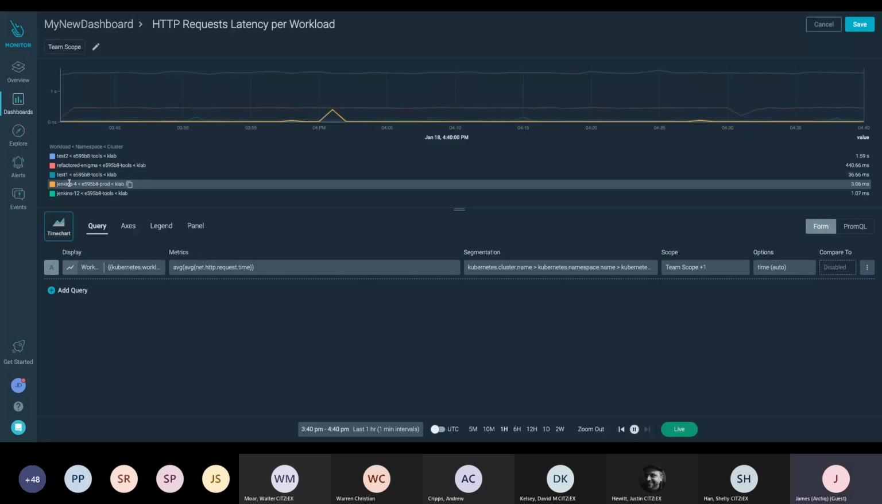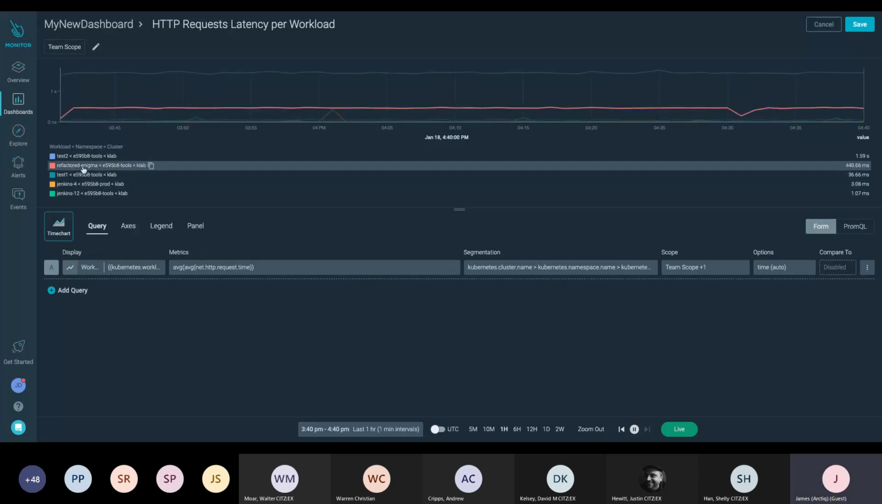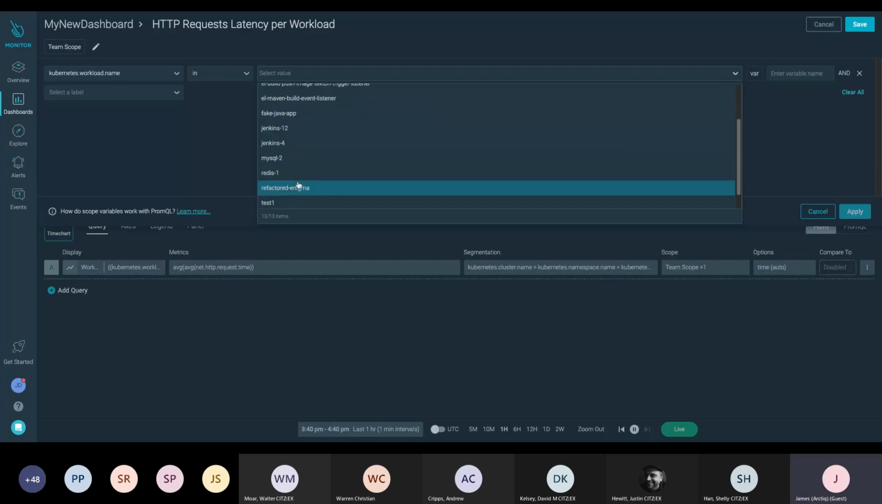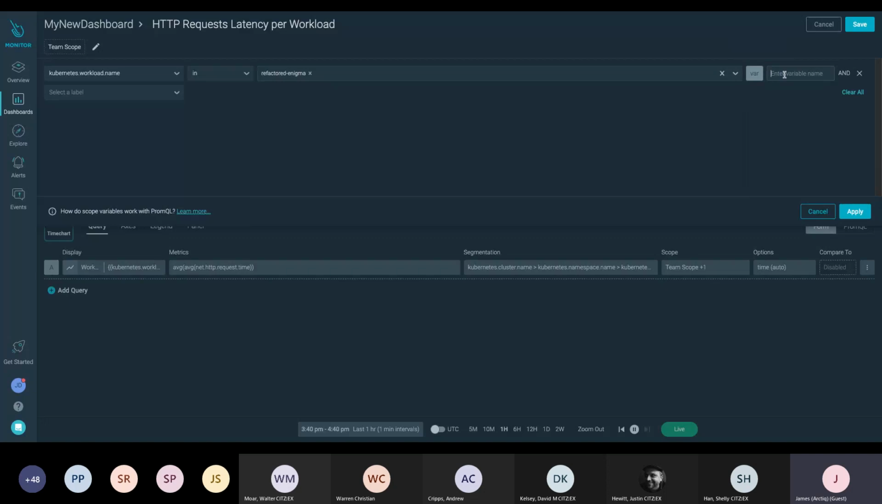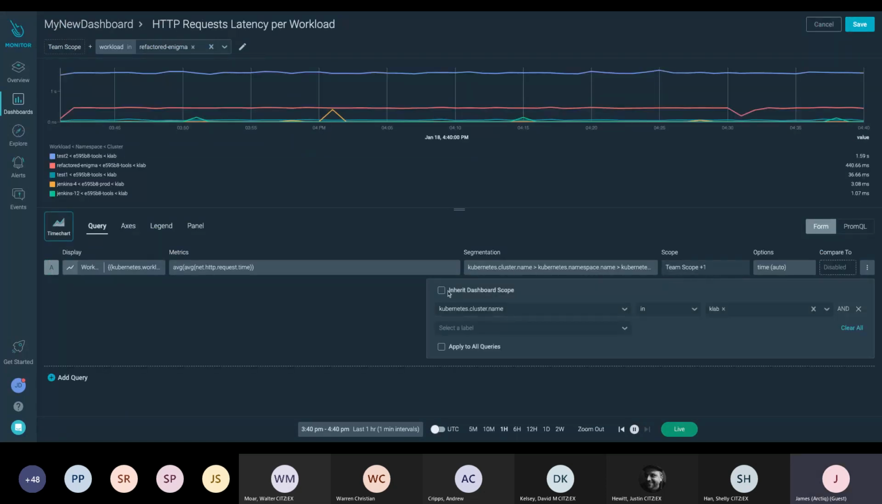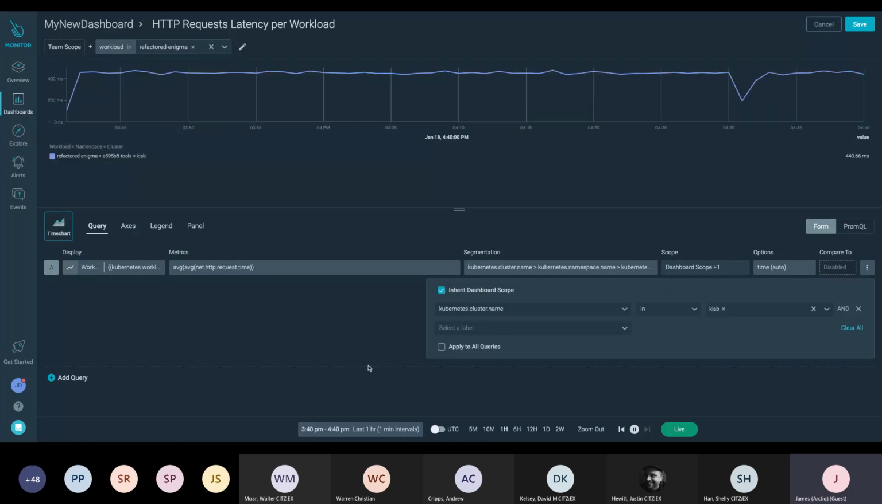So let's say I'm interested in this one workload, my refactored Enigma workload, and I'm not interested in all the other stuff. So what I can do is edit the dashboard scope to say that I don't want to see the other stuff. So I can say workload name. I can pick that. I can give it a smaller name. Sorry, I missed a step there. So as far as what's being graphed, I say I only want to see what my dashboard scope is. So now I've pruned out all those other workloads that happen to be running in my namespace to only the one that I'm interested in.